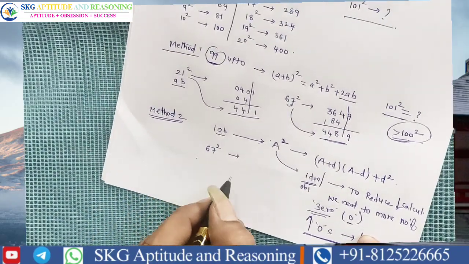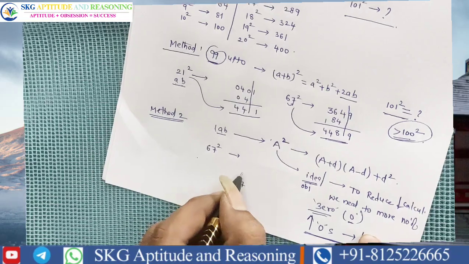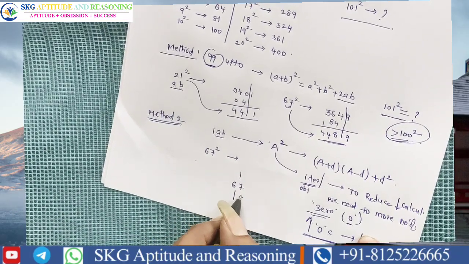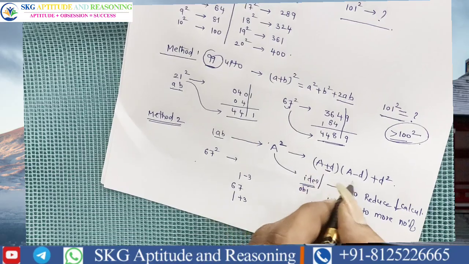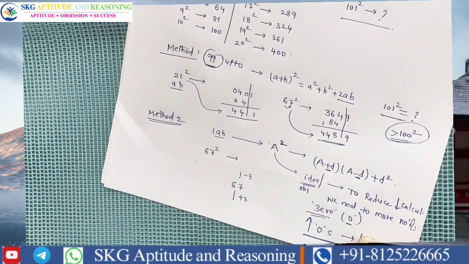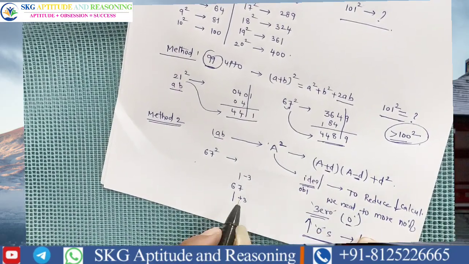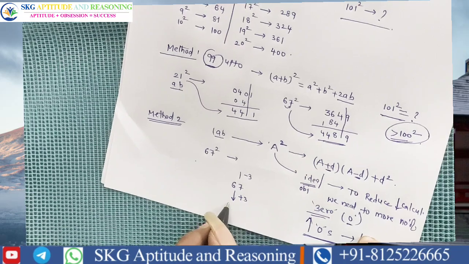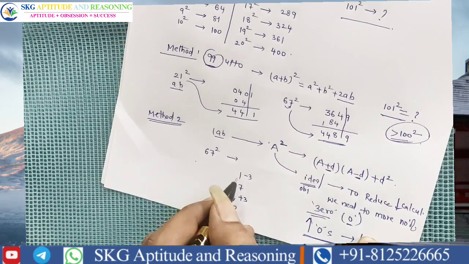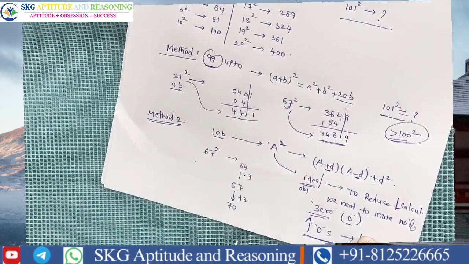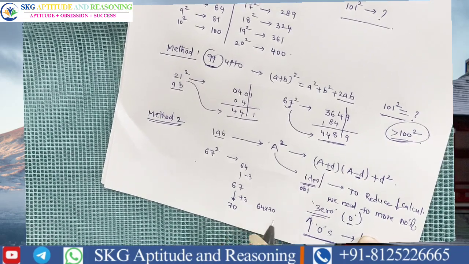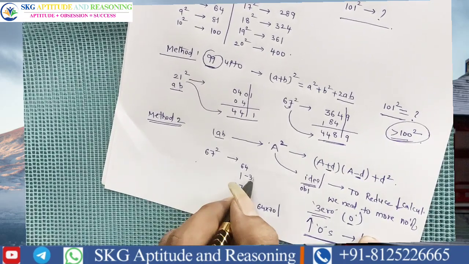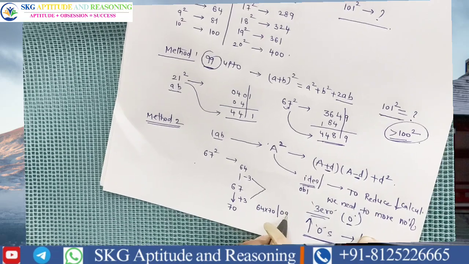So for this number, let me assume 67. For this number, I am adding plus 3 here and minus 3 here. Whatever value you have added here, that same value you need to subtract here. If I add 3, it becomes 70, and if I subtract 3, it becomes 64. So now I need to write it as 64 into 70 bar, and 3 square will be 09.